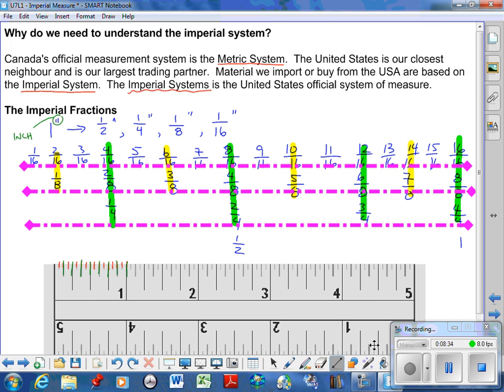So it's kind of neat. I'm just going to trace over the 1/4 now. So you see those increments, it gets longer the larger the fraction or the more it gets reduced. So that's where those different increments come from on that imperial ruler.